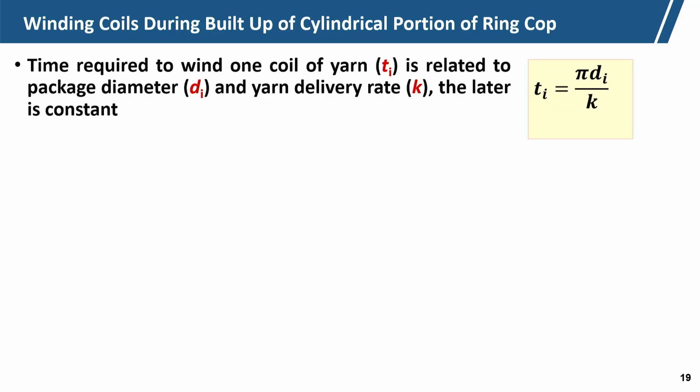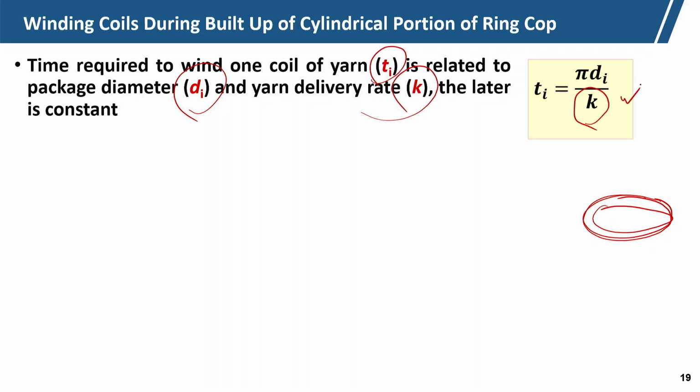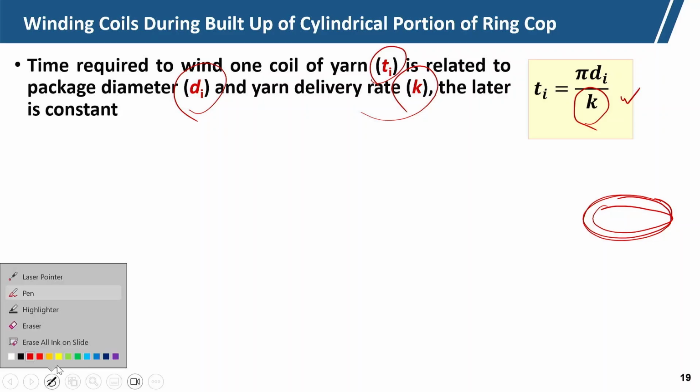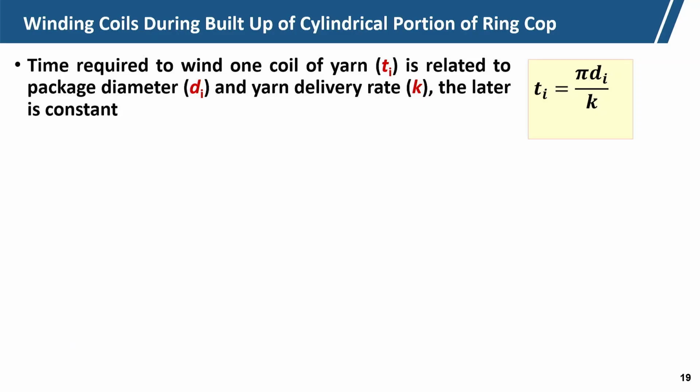Now, the time required to wind one coil of yarn, Ti, for the ith layer, is related to the package diameter and the yarn delivery rate K. So, the package diameter is say di, and this is one coil and the delivery rate is say K. So, pi di is the circumference of that particular coil, and the delivery rate is K. So, Ti equals pi di by K, which is the time required for that particular coil.